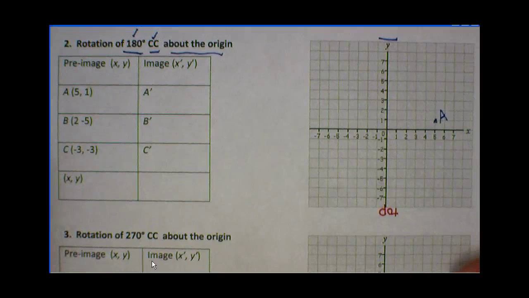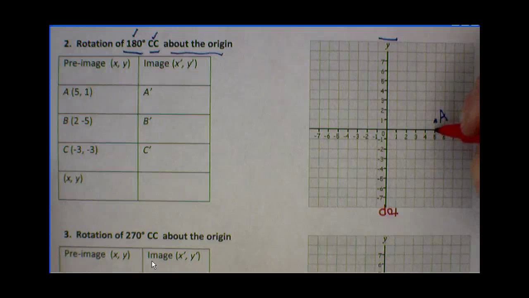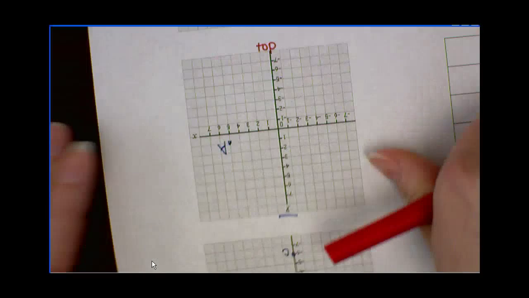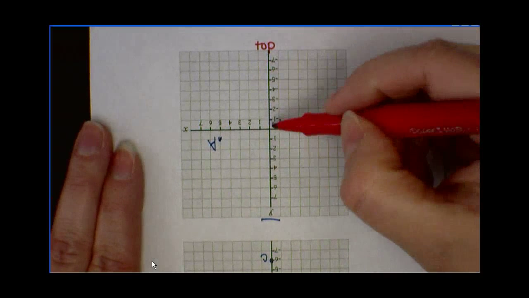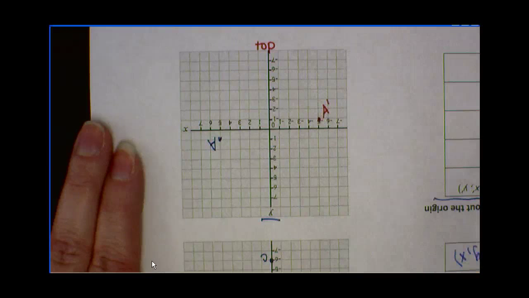Okay. So if we take a look at this, to get to point A, I had to go to the right 5 and then up 1. So with this now being the top of my paper, I'll try to do it quick so it doesn't make you sick. We're still going to go right 5 and up 1. This point right here is going to be our A prime.